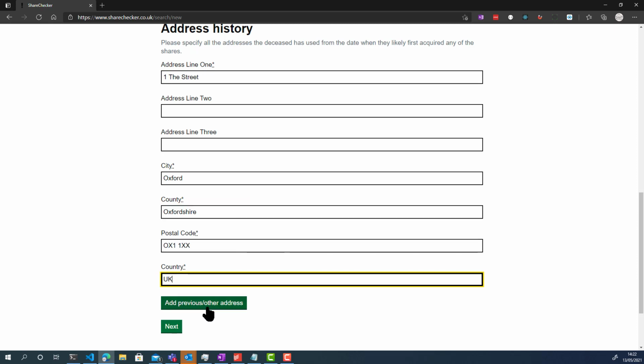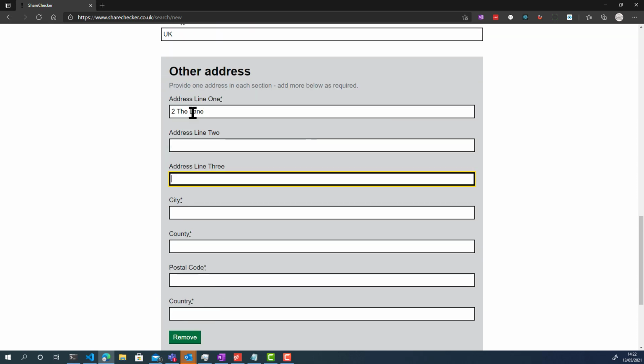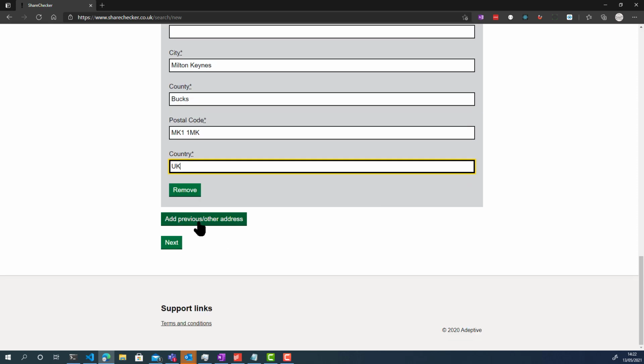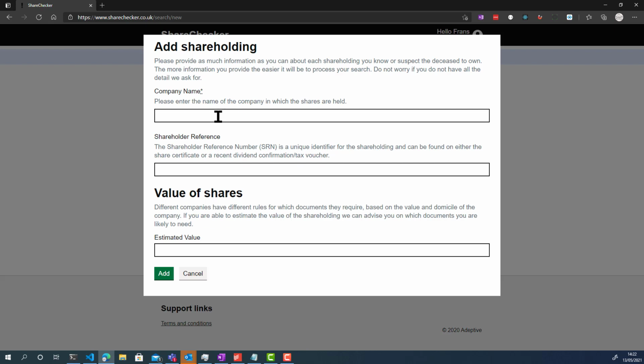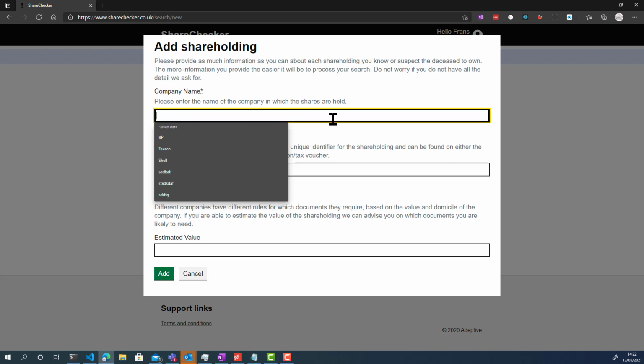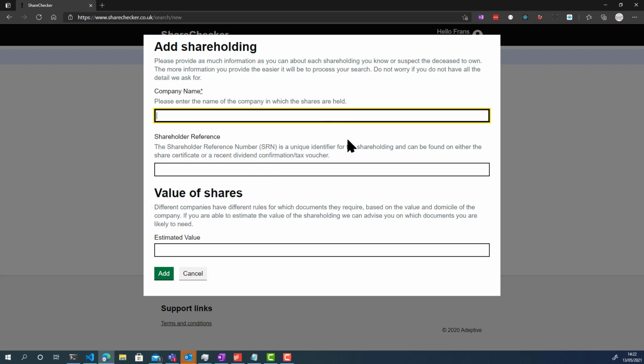We can add additional addresses. And we can keep adding as many addresses as we like. The next thing we're going to ask you for is any shareholdings that you are aware of that the deceased might have had. So in this case we're going to say we know they had some shares in BP.